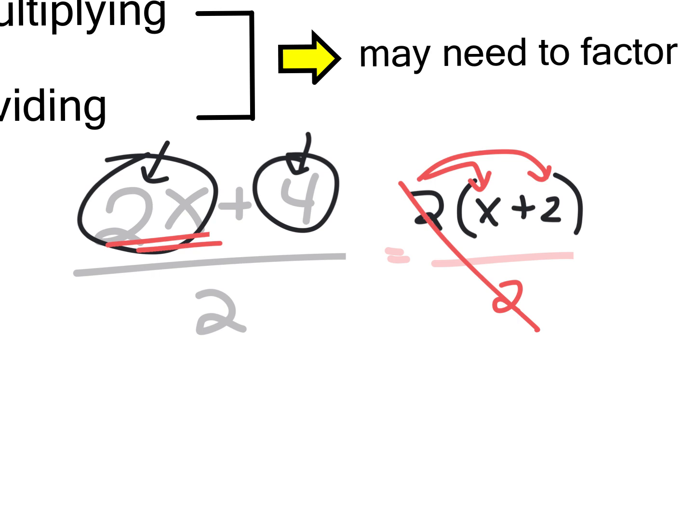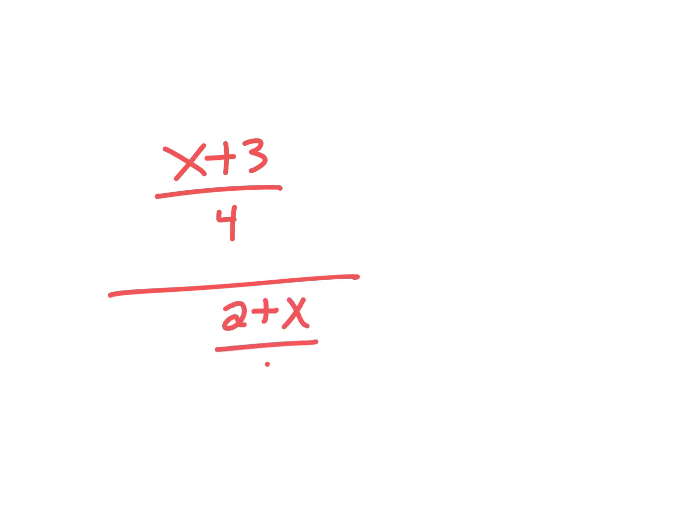So, how did they get more complicated? Well, they can get way more complicated. X plus 3 over 4 over 2 plus x over 4. That's a fraction divided by a fraction. That's right off of my basic 20. Fraction over fraction. Do you know how to handle fraction over fraction?